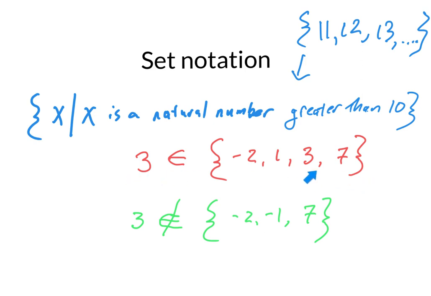The second string right here, if I would read this, it says 3 is an element of the set negative 2, 1, 3, and 7. Simply meaning that if I look at this set of numbers, is 3 a part of that set? If the answer is yes, then 3 is an element of that set. Down here, I have a set with negative 2, negative 1, and 7. Is 3 an element of that set? No, it's not. So we say it's not an element of.